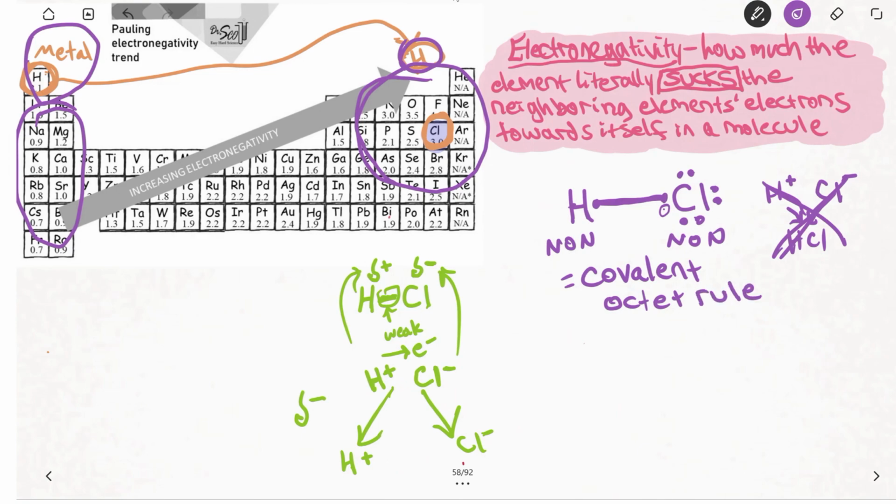There's no charges to balance. They both start out as balanced charges, so they don't need any help with that. Ions, they do need help with that. They're not balanced. But covalent, they're already balanced. That's not what they're needing help with. They need help with the octet rule.